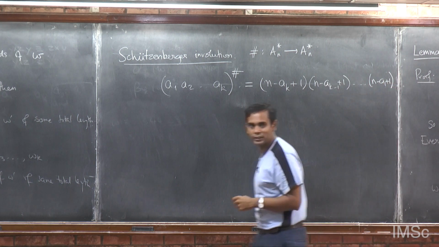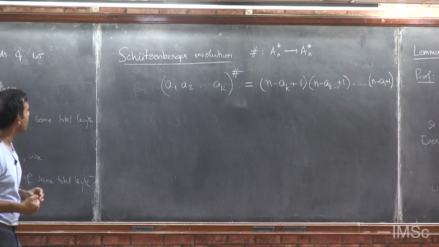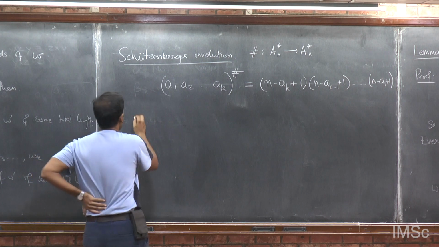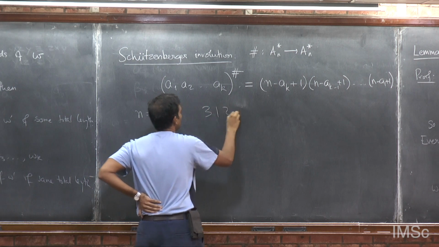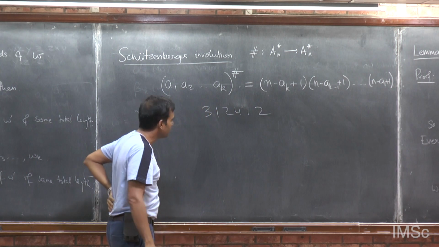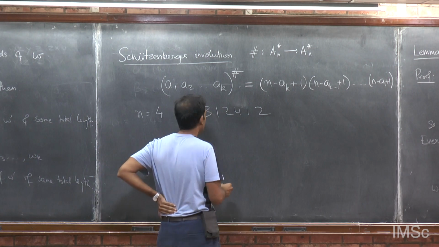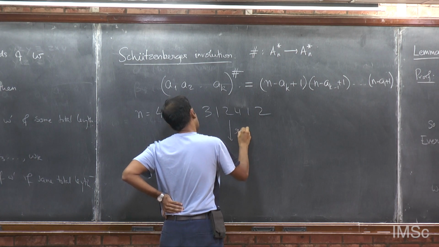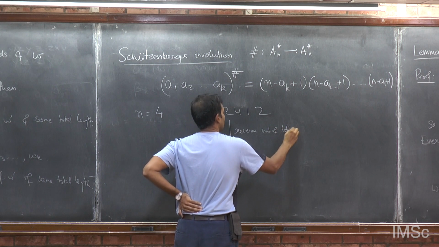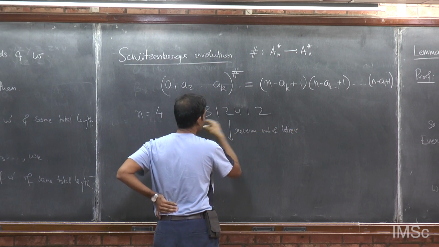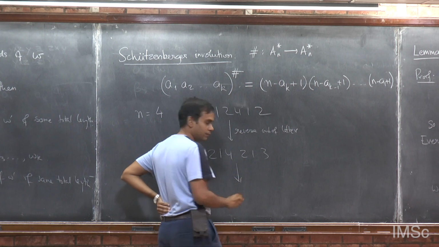So this is called the Schützenberger involution. Let's take n equals 4, and let's take the word 3, 1, 2, 4, 1, 2. I'll do it in 2 steps. First I'll reverse the order of letters. That means I'll just read the word from right to left, and then reverse the letters themselves.